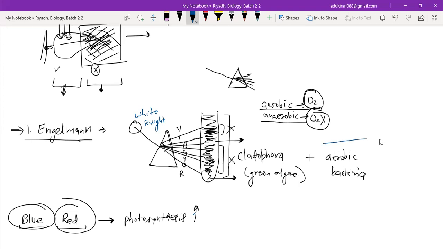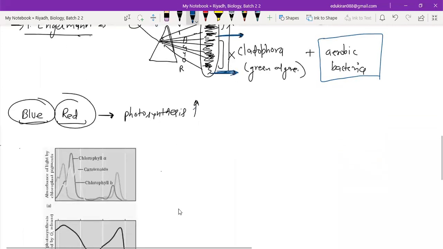And as a readout, there was aerobic bacteria accumulation. So aerobic bacteria are those bacteria which only survive where oxygen is present. Okay, so they respire aerobically. Now, he figured out that aerobic bacteria's accumulation was most in the blue and the red region of the light, which tells that photosynthesis was maximum there. That's why they are accumulating there, because oxygen will be released there. Do you understand? Yes, sir.